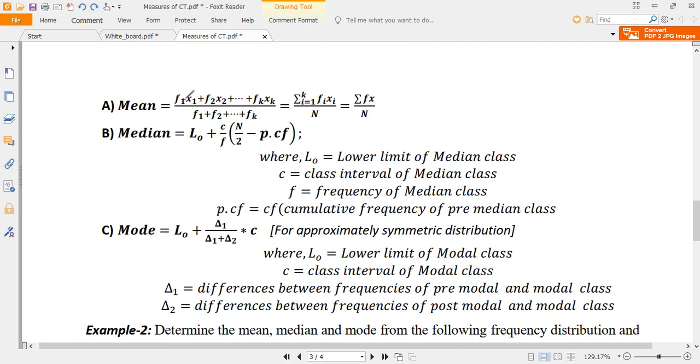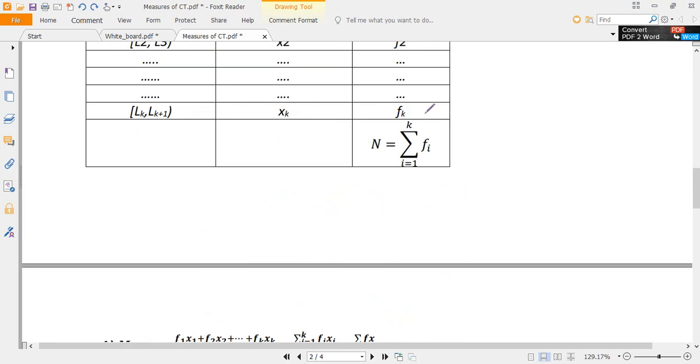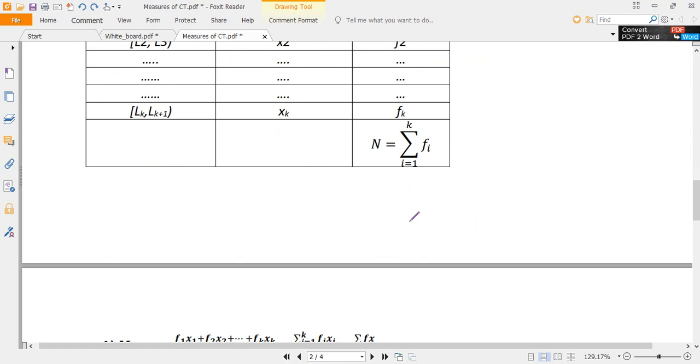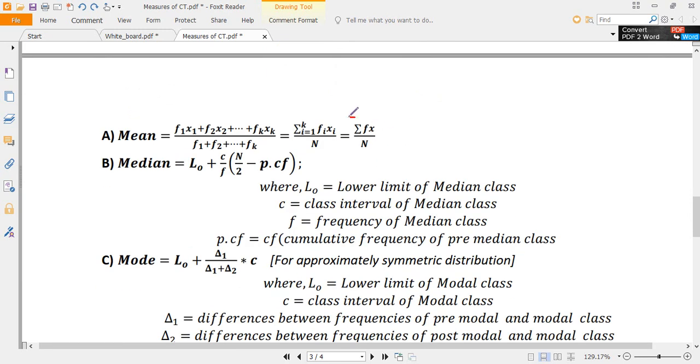That is, we have to multiply f1 into x1, then add the second class f2 into x2, and finally sum all the multiplied values, that is f1x1 plus f2x2 plus up to fkxk, then divide by the total number of observations. In this case the total number of observations is n, which is the sum of fi. So this is the formula: sum of fx divided by n.